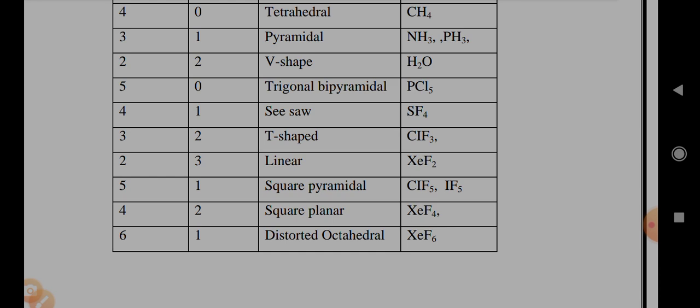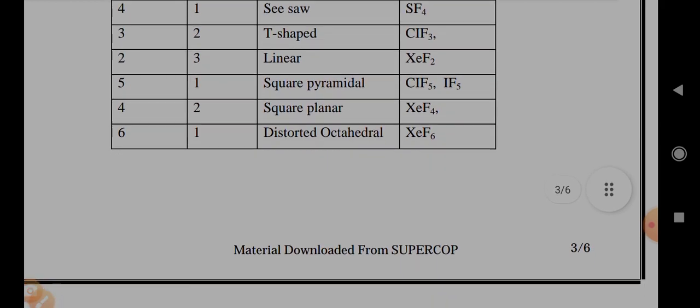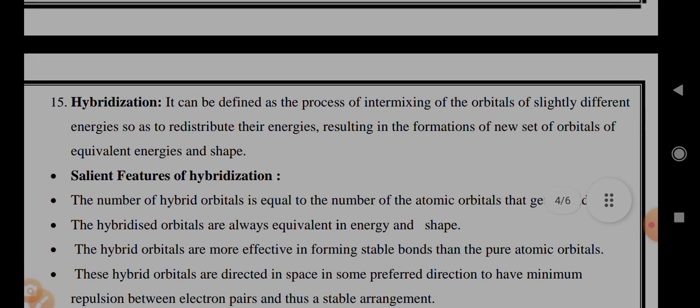2BP 3LP, linear, XeF2. 5BP 1LP, square pyramidal, ClF5, IF5. 4BP 2LP, square planar, XeF4. 6BP 1LP, distorted octahedral, XeF6.